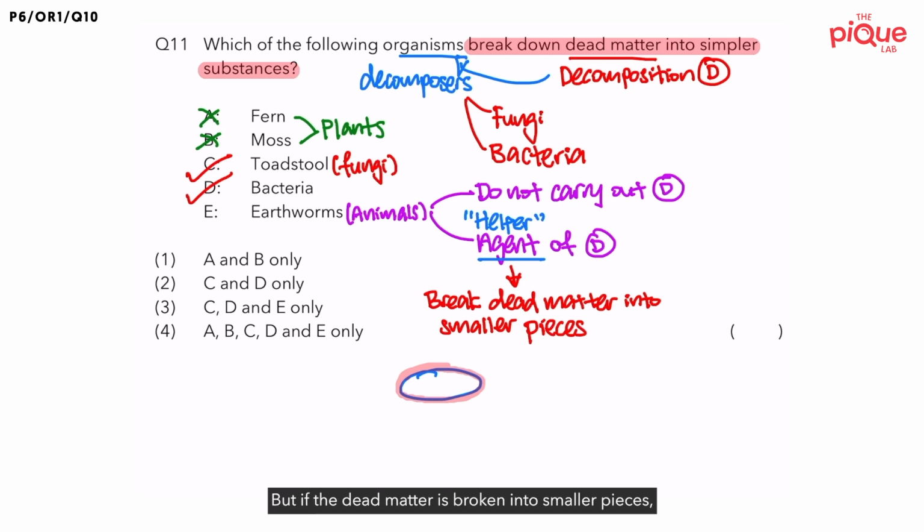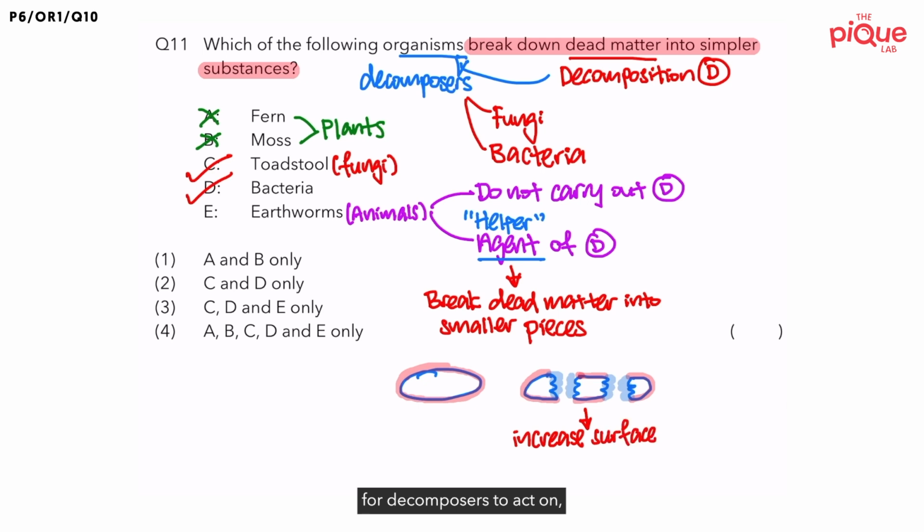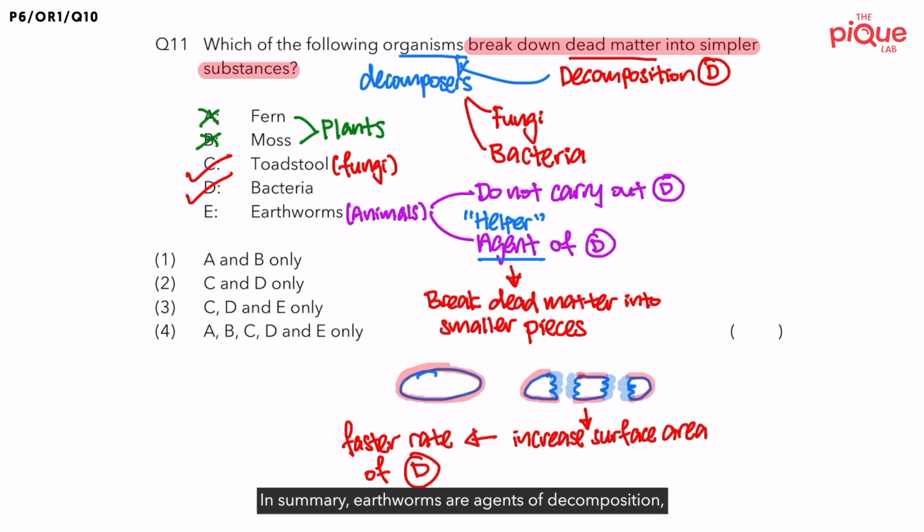But if the dead matter is broken into smaller pieces, the decomposers can not only act on the outer surface highlighted in red, they can also act on the inner surface highlighted in blue. And this shows us that dead matter broken into smaller pieces have an increased surface area for decomposers to act on, resulting in a faster rate of decomposition. In summary, earthworms are agents of decomposition, and agents of decomposition do not carry out decomposition. So can they be classified as decomposers? No, they are not decomposers, so we can cross E out.